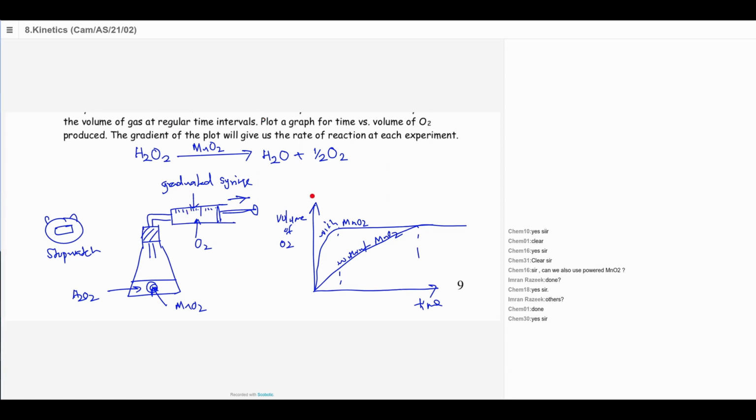The experimental method is determined by the type of reaction. Now, this is a reaction where oxygen gas is produced. So if a gas is produced, we can always use this method. You can collect the gas in a graduated gas syringe and record the volume of gas at regular time intervals.